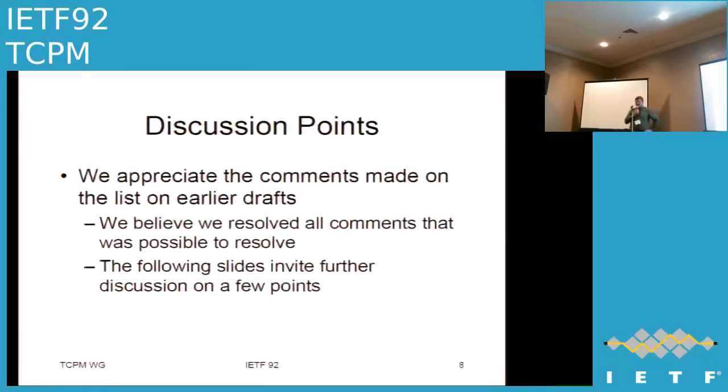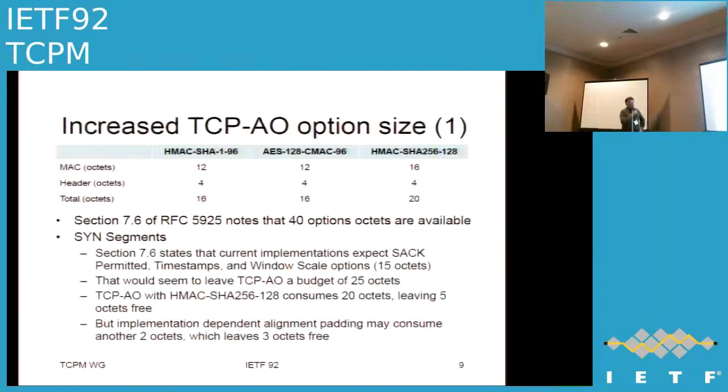There was some discussion on the list over the past few months, and we appreciated that very much. We think we've resolved most of the issues, but there's still some discussion, and we have a couple of discussion points. The first is the size of the option, which we've talked a lot about already this morning in terms of needing extended options. But just to point out, the existing two integrity methods end up with a total of a 16-octet option. And because of the larger MAC, which is for the greater security, we have a 20-octet option.